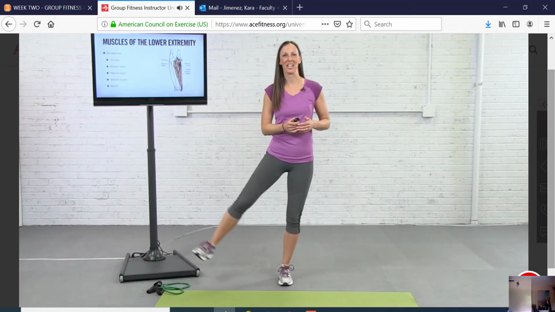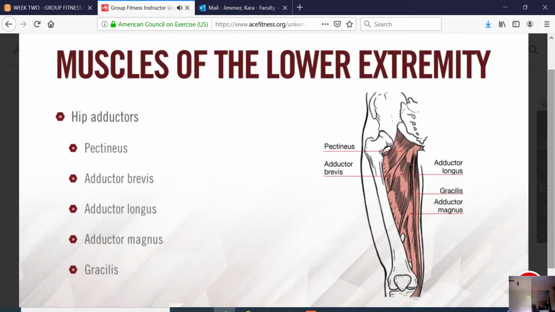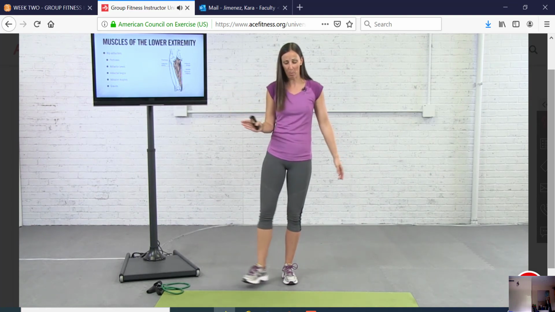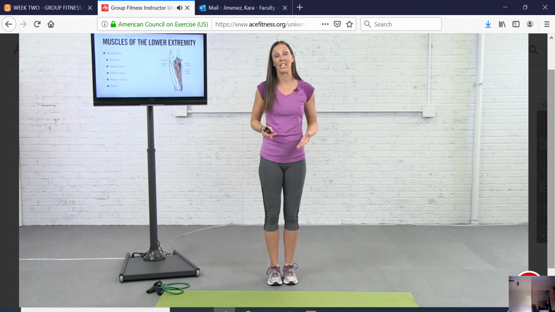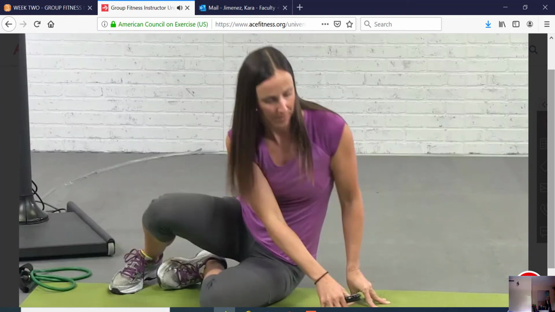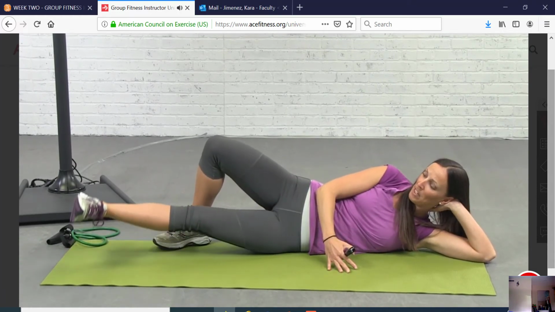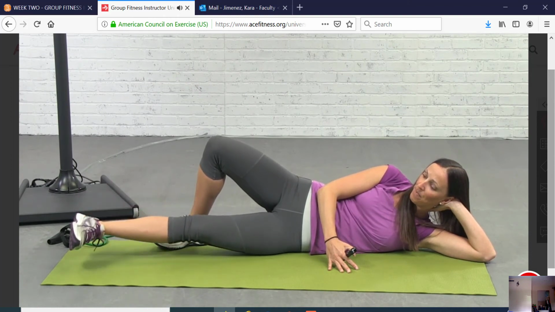In addition to hip abduction, we have hip adduction coming in towards the midline of the body. The pectineus, the adductor brevis, longus, and magnus, as well as the gracilis, which is running very medially into the body, all work on bringing the leg in towards the midline of the body. Again, from a side-lying position, I can demonstrate an exercise that works the adductors. Using my bottom leg and lifting my leg up towards the ceiling is working the adductors.